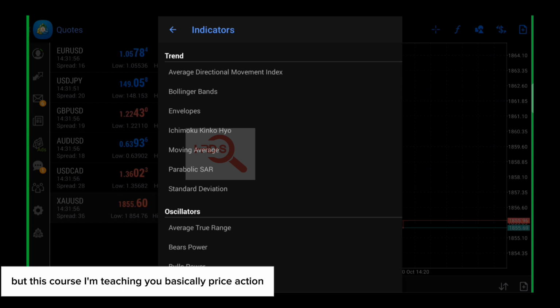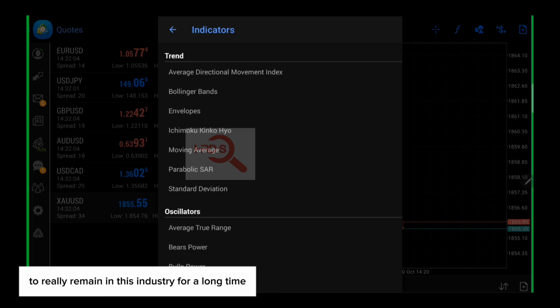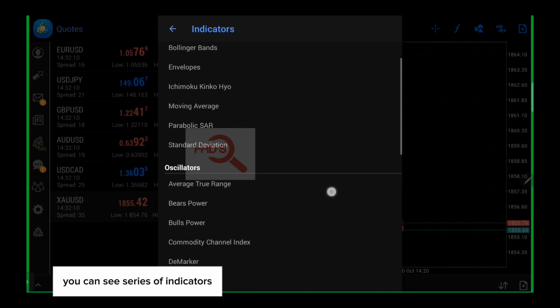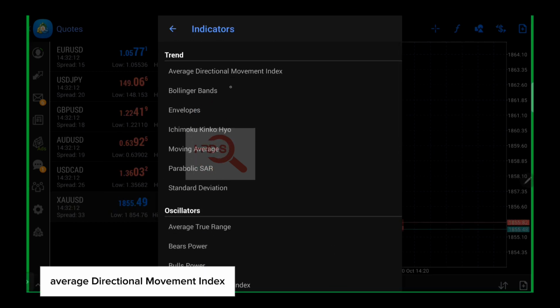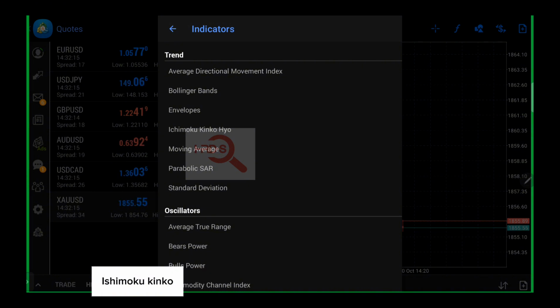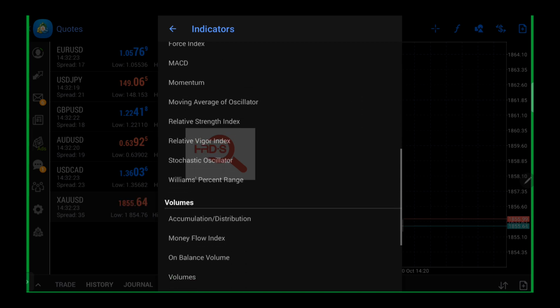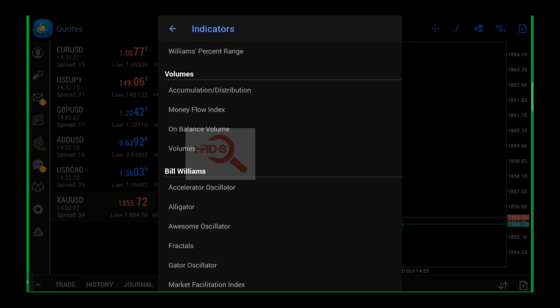But in this course, I'm teaching you basically price action. You need to understand the story that price is telling. That is how to really remain in this industry for a long time. So you can see a series of indicators: average directional movement index, Bollinger Bands, envelopes, Ichimoku Kinko Hyo, moving average, a lot of them. That is how to put your indicators.